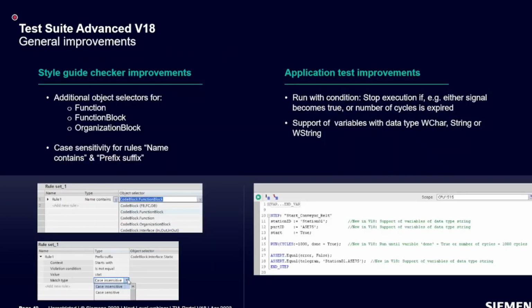And also we have introduced some new elements. The object selector is nothing but the area in which you want to do the test, for example function or function block organization. We already have an object selector, but these are three new options we have introduced with version 18. Also on the right-hand side, you can see the run cycle. This is a screenshot of the application test. In the run cycle, you can additionally add a conditional statement, where the run cycle will be stopped when the condition has been met. So these are the new innovations in test suite.